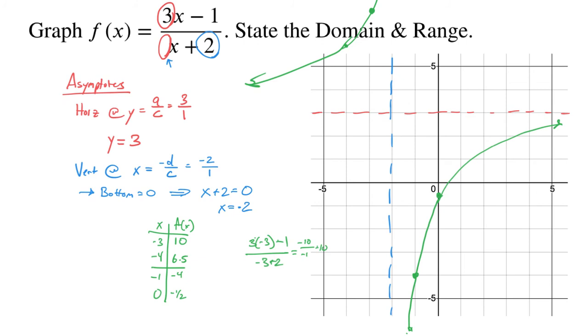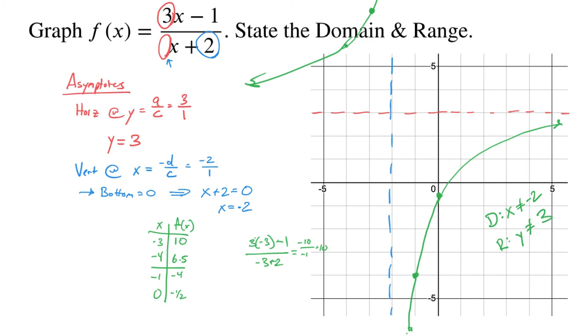The great thing is you can check these all in Desmos if you want. Just plug it in and see if the graph you sketched matches what you came up with on paper. The last thing to do is state the domain. It's not at that asymptote, so x does not equal negative 2. And the range: y does not equal that horizontal asymptote, 3.